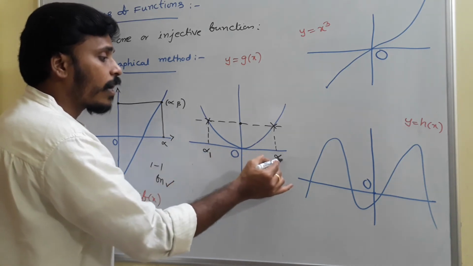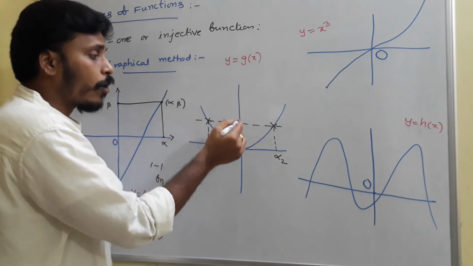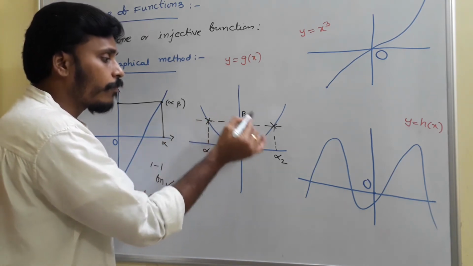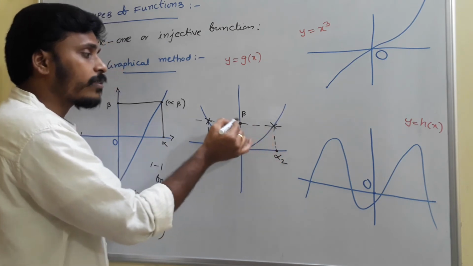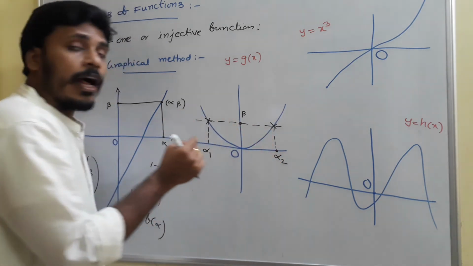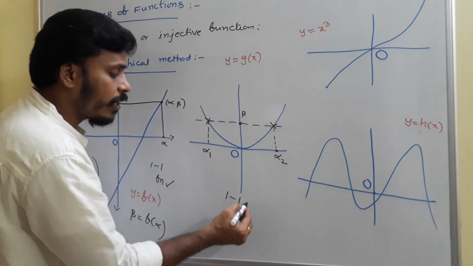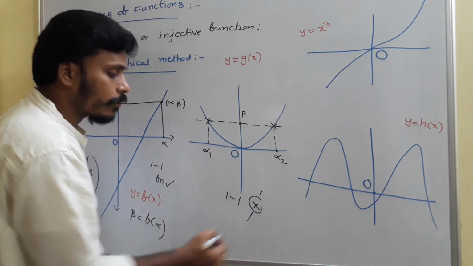One is alpha 1 and the other is alpha 2. For the element alpha 1, the corresponding image is beta. For the element alpha 2 also, the same image is beta. In the sense, for the elements alpha 1 and alpha 2 of the domain, beta is the common image, and that's why we say this is not a 1-1 function.